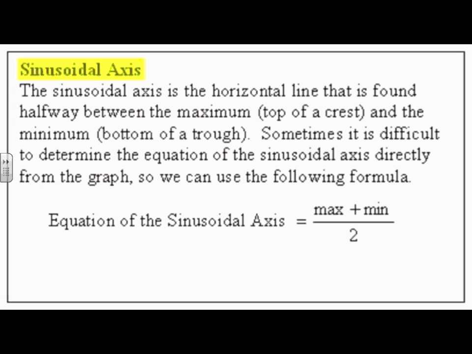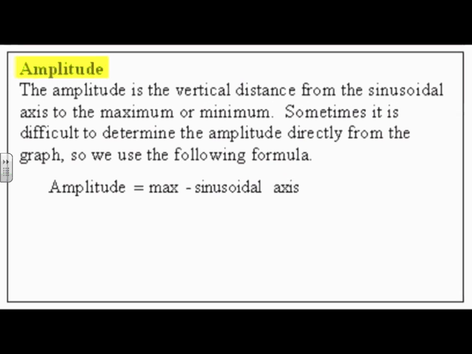The sinusoidal axis is the horizontal line that is found halfway between the maximum, the top of the crest, and the minimum, the bottom of the trough. Sometimes it's difficult to determine the equation of the sinusoidal axis directly from the graph, so we use the following formula. The equation of the sinusoidal axis is equal to max plus min divided by 2. Typically, it's y equals the max plus min divided by 2 if our dependent variable is y.